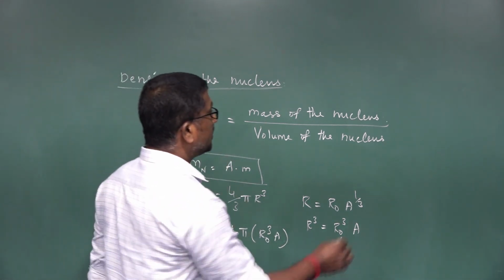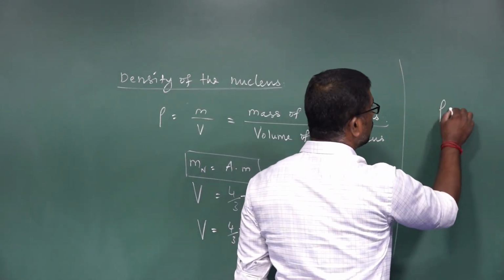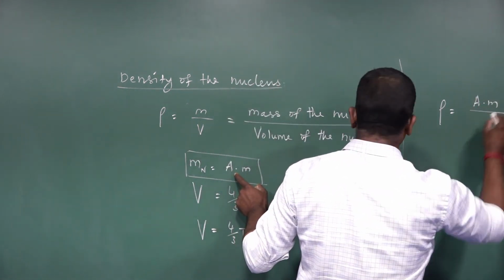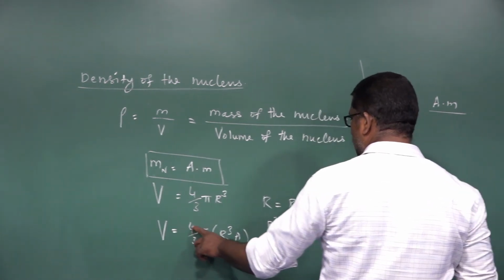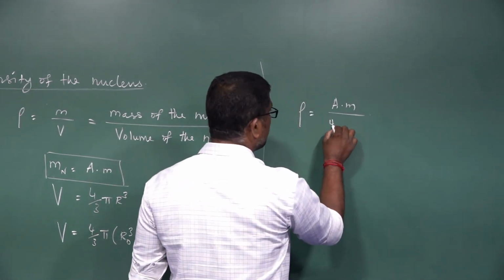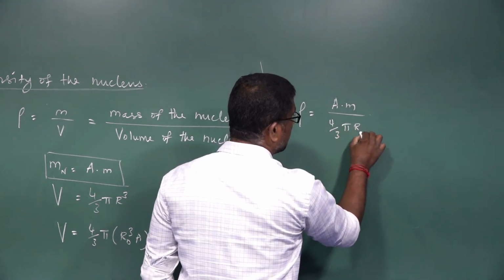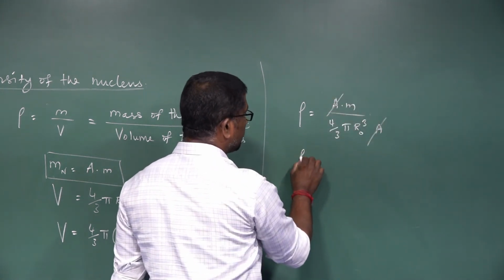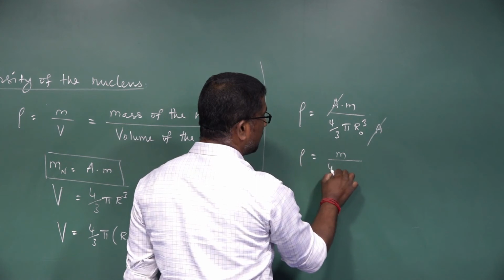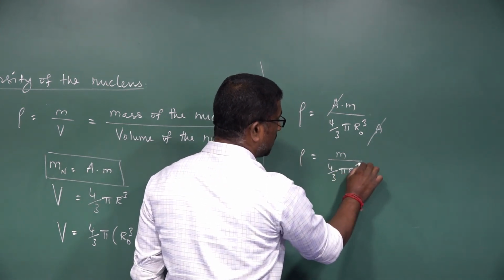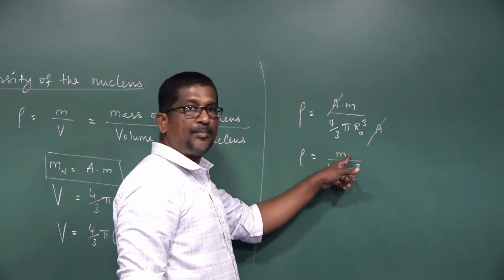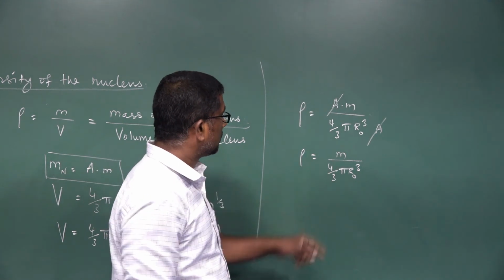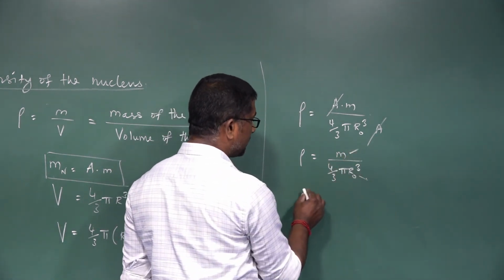Therefore, the density of the nucleus rho is equal to the mass of the nucleus, A into M, divided by the volume of the nucleus, 4 by 3 pi r naught cube into A. Here A gets cancelled. Therefore, rho is equal to M divided by 4 by 3 pi r naught cube. Here M is the mass of one proton, and r naught is the constant of proportionality. Substitute the M value and r naught value here.